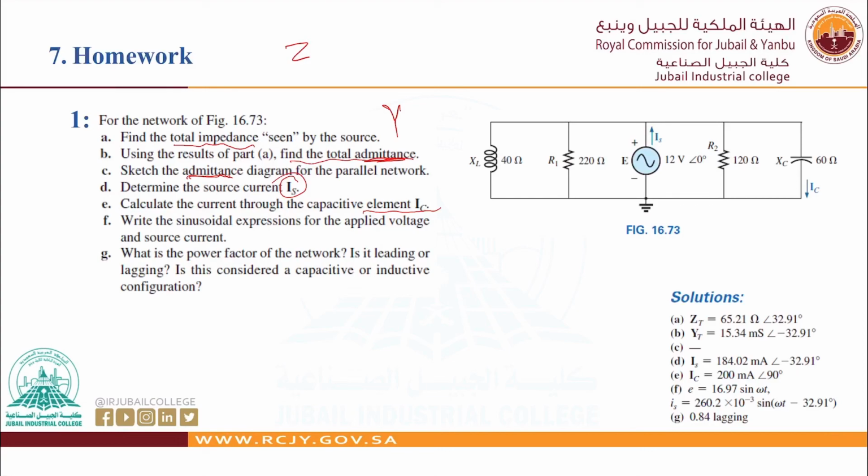You can write the expression for the applied voltage and source current. You can apply the same formula for the power factor of the network, and is it leading or lagging? And is this considered a capacitive or inductive configuration? And you can find here the solution, the final answer. Please try to have a look at this homework and do it by yourself.